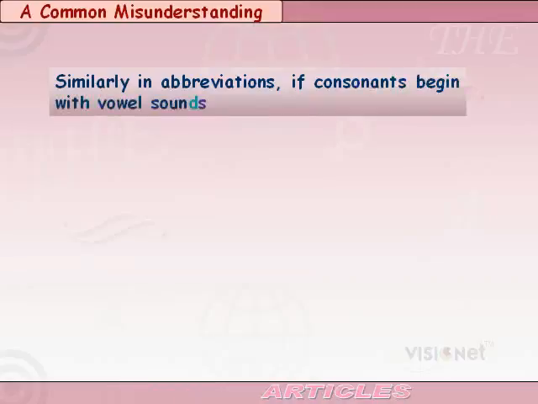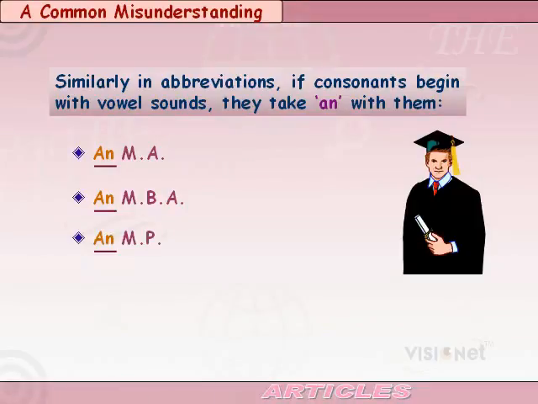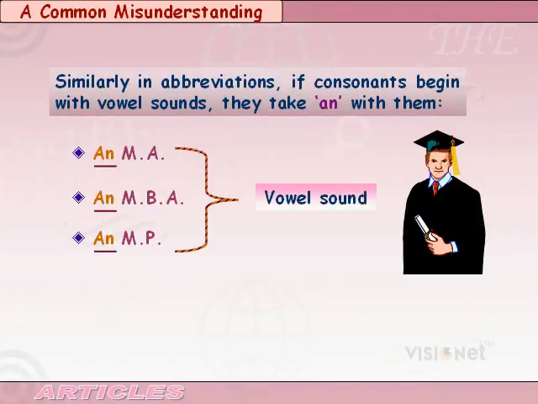Similarly, in abbreviations, if consonants begin with vowel sounds, they take an with them. For example, an MA, an MBA, an MP. So all these words begin with a consonant, but their sound is vowel. MA, A, MBA, again A sound, and MP, again A sound, which is a vowel sound. Therefore, we will be using an before them.